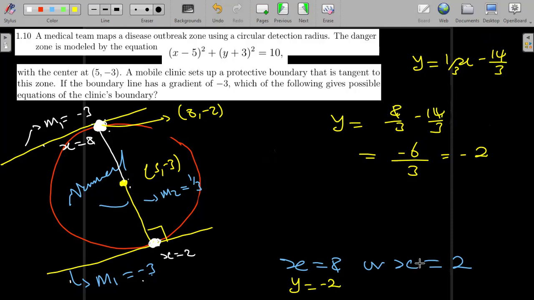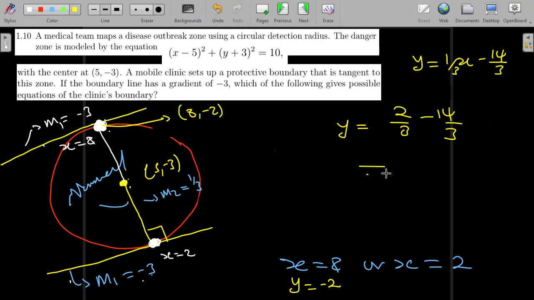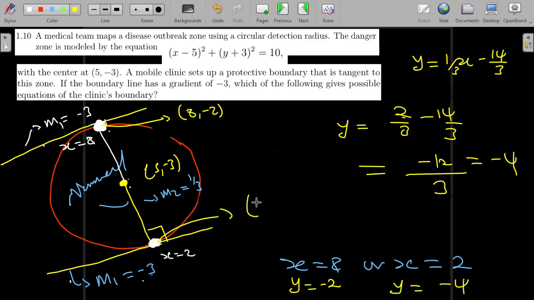And then what if my x is 2? What am I going to get? If my x is 2, y is equal to 2 over 3 minus 14 over 3, which will just be over 3. 2 minus this is minus 12, which will be minus 4. So y there will just be minus 4. So this point here is (2, minus 4).